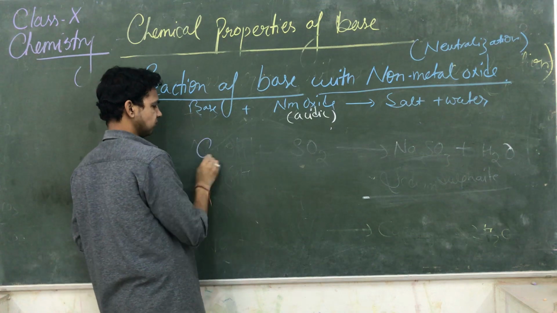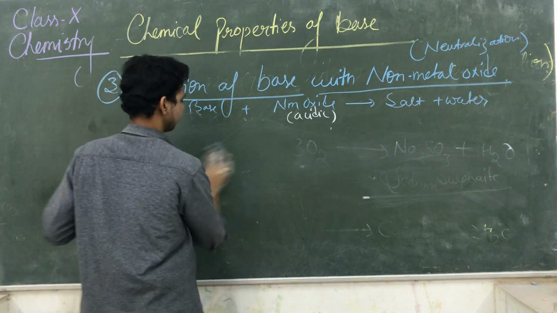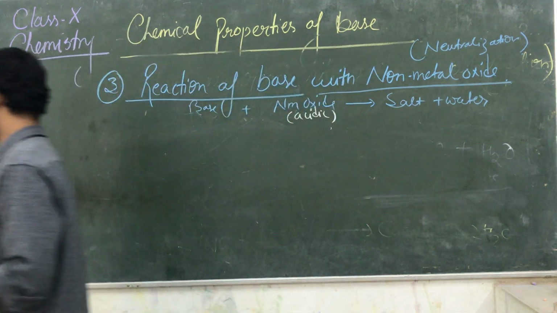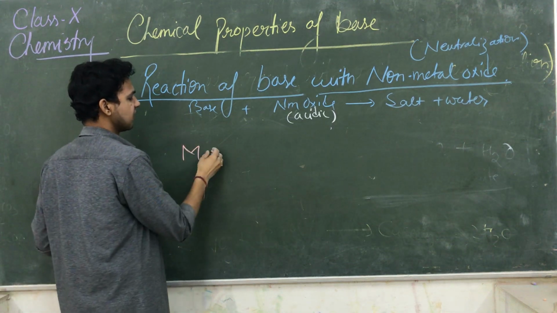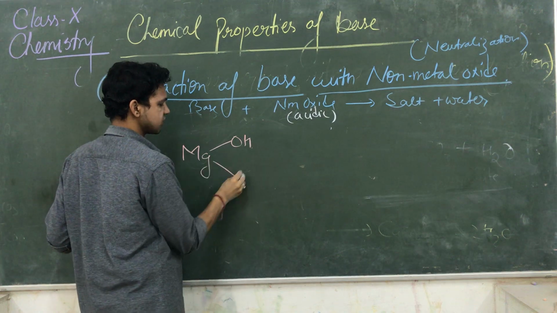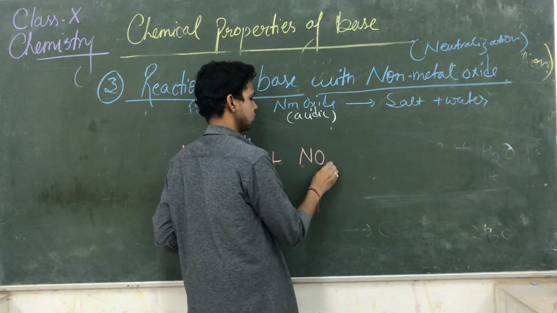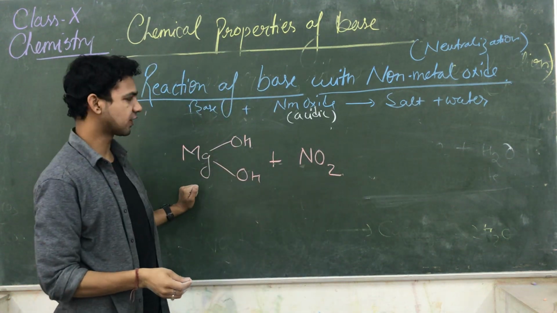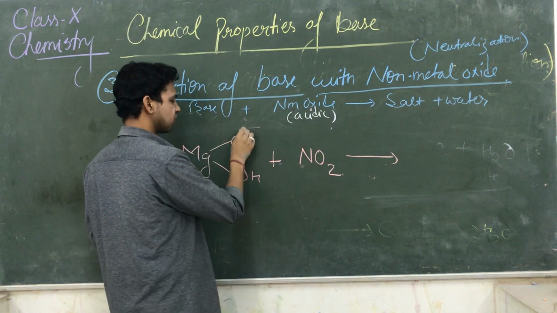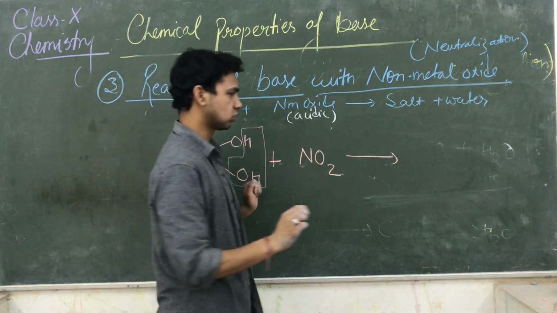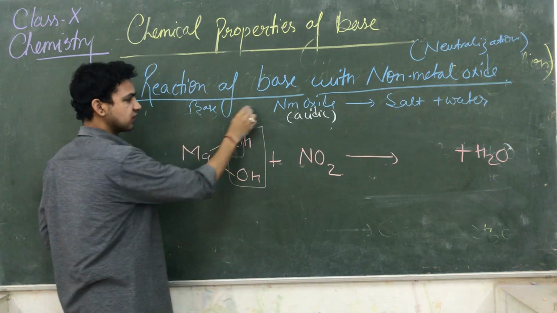Next case is, suppose we are taking magnesium hydroxide. Magnesium hydroxide is MgOH and MgOH. Here we are taking non-metal oxides like NO2, nitrite. Okay, not nitrate, just nitrite. So that is the base and this one is acidic. So first of all it gives you H2O, water. And then O is moving this side.